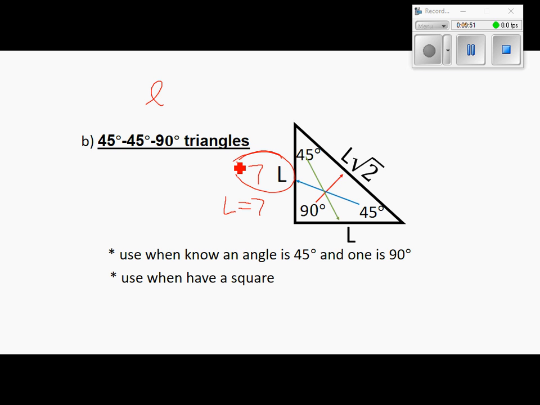And then wherever we see L, we stick in 7. So that means this side has to be 7. This side over here, we stick in 7 right there, and that's going to tell us that that side is 7 times the square root of 2.